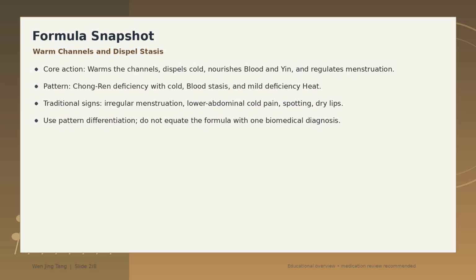The traditional target pattern is Chong-Ren deficiency with cold, blood stasis, and mild deficiency heat. Typical clues include irregular menstruation, lower abdominal cold pain, spotting, dry lips, warm palms, and a fine pulse. These findings are not all required, and the same biomedical diagnosis can present with different Chinese medicine patterns. Conversely, these traditional signs can arise from multiple biomedical conditions. That is why pattern differentiation and conventional red flag screening should occur together.